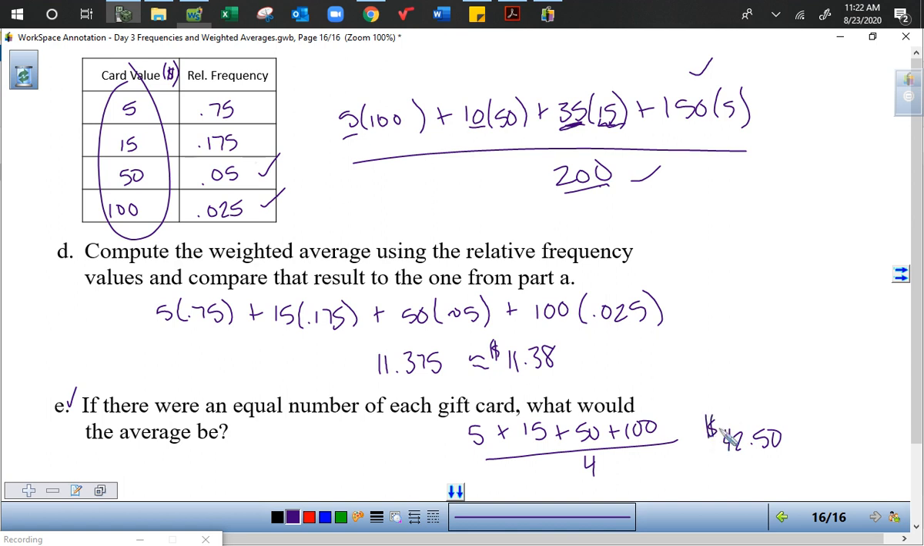But the difference here is that would mean if we're splitting 200 cards equally, this one's got 50, this one's got 50, this one's got 50, and this one's got 50. If you're having 50 cards that are worth $100, there's a lot more money that you are paying out, and that's why this average is so much higher. Okay, so weight matters, and that's the whole idea of this lesson.